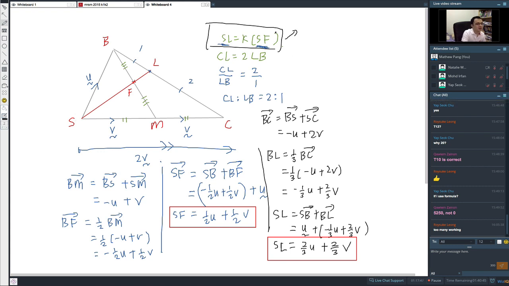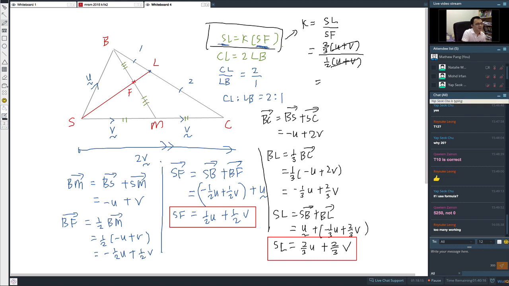So my SL is over here, which I can factorize out 2 over 3. This is U plus V. Alright, SF I can factorize out 1 over 2. This is U plus V. Then U plus V and U plus V I can simplify. Then 2 over 3 divided by 1 over 2, I know this one is 4 over 3. This is the value of K. Alright, this is how you find the value of K.